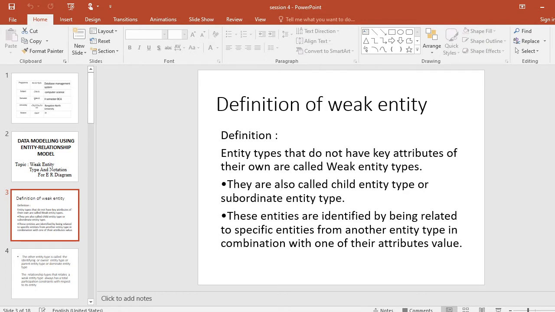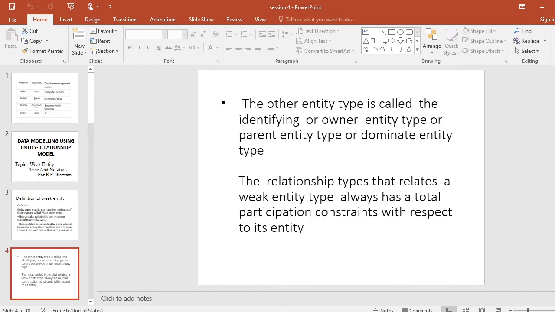They are sometimes known as a child entity type or the subordinate entity type. These entities are identified by being related to specific entities from another entity type in combination with one of their attribute values. The other entity type is called the identifying or owner entity type, or parent entity type, or dominant entity type. The relation type that relates a weak entity type always has a total participation constraint with respect to its entity.